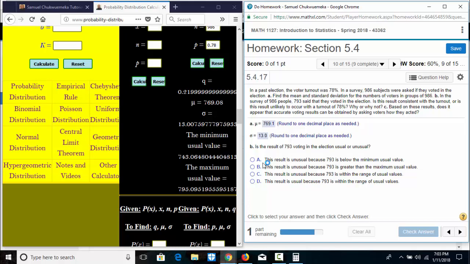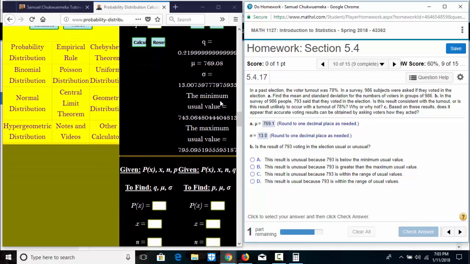Is the result of 793 voting in the election usual or unusual? So the range of the minimum and maximum values is between 743.1 and 795.1. So 793 is within the range, so it is not unusual, it is usual. So we say the result is usual because 793 is within the range of usual values.